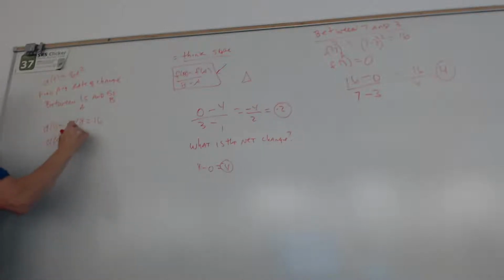16 times 25, and as everybody knows, 4 times 25 is 100. 100 times 4 is 400, okay? Check my math, but I'm pretty sure that's right. Who needs a calculator? Okay? And so therefore, how do I find my average rate of change?